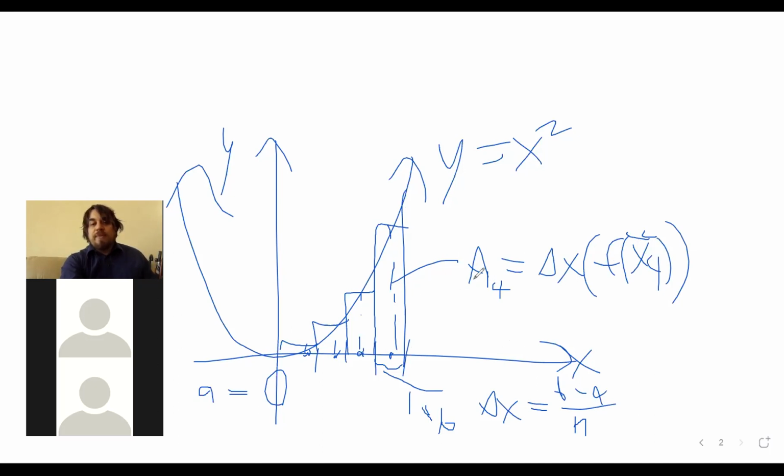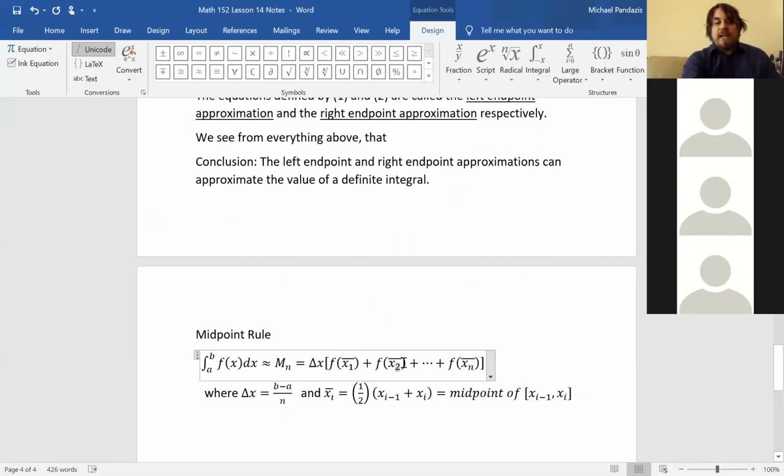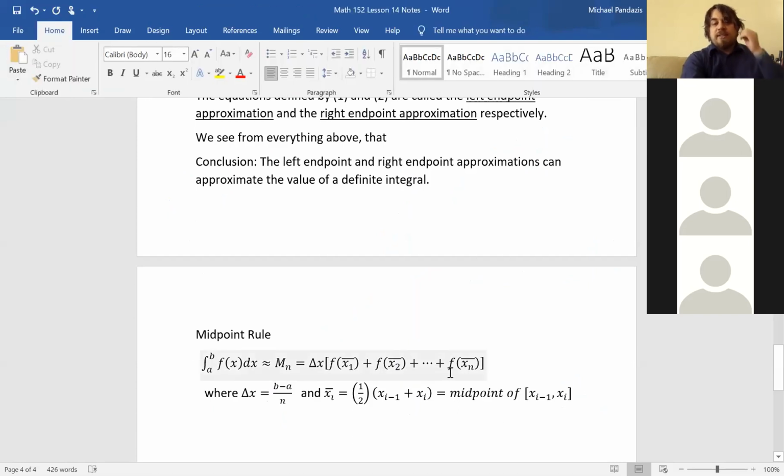Now, if you want to add all four of them, you could say the total area was delta x times f of x sub 1 bar plus f of x sub 2 bar plus f of x sub 3 bar plus f of x sub 4 bar. By distributing the delta x, you're getting the sum of n products. The sum of n products is the sum of the areas of the n rectangles. Delta x times f of x sub 1 bar is the area of the first one, plus delta x times f of x sub 2 bar is the area of the second one, plus dot dot dot, plus delta x times f of x sub n bar is the area of the nth one. And so adding the areas of the n approximating rectangles using the midpoint rule is an approximation of the actual definite integral.